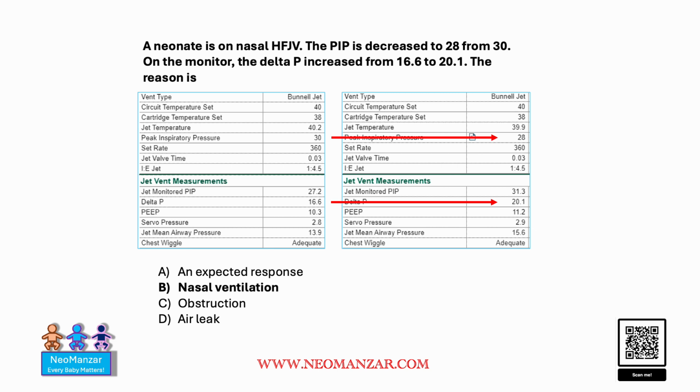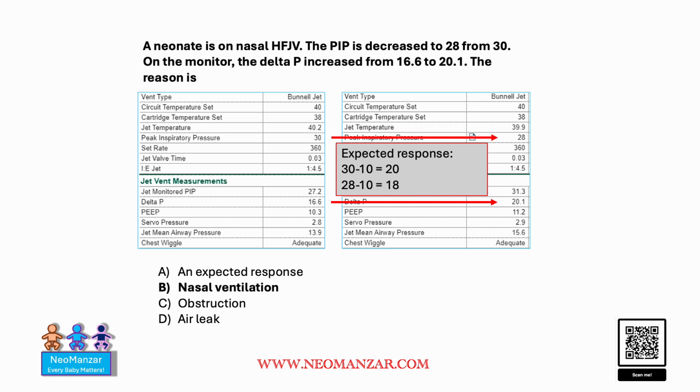Okay, the correct response is nasal ventilation, because there's a leak in the system, as you can see, at the nasal level, but it's not an air leak like a pneumothorax. Let's dissect it one by one. What will be the expected response? If you decrease the PIP and keep the PEEP the same, the delta P will decrease, which is not the case here. The delta P has increased.